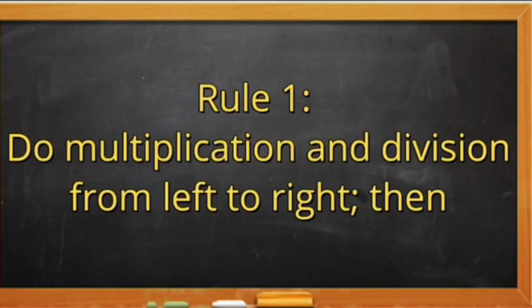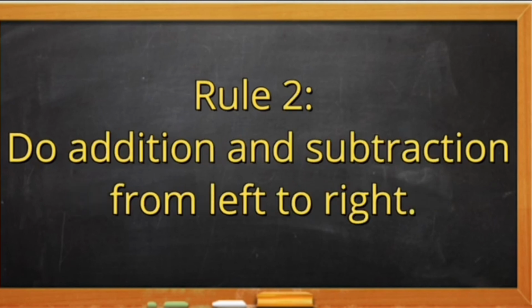Rule number 1. Do multiplication and division from left to right. Then, rule number two. Do addition and subtraction from left to right. Like this.